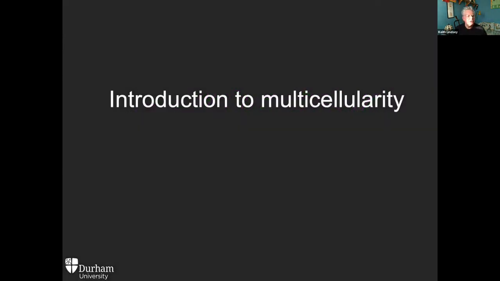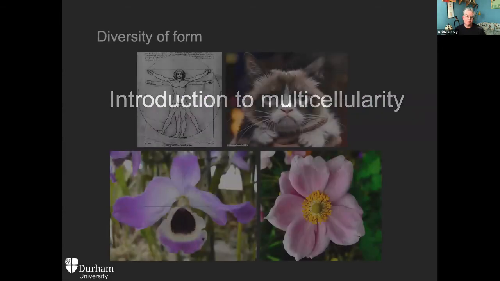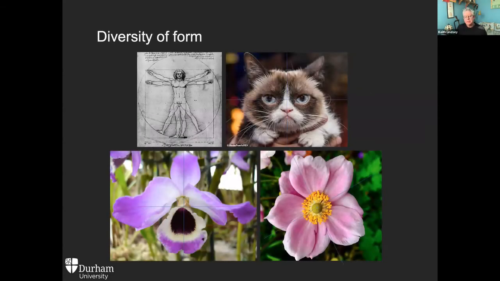So I'm going to start off by introducing multicellularity. And one of the things about multicellularity is that it gives you a certain level of complexity in your final form, whether you're a plant or an animal. And the form of plants has certain features that are actually quite common between plants and animals, such as, for example, the development of symmetry.